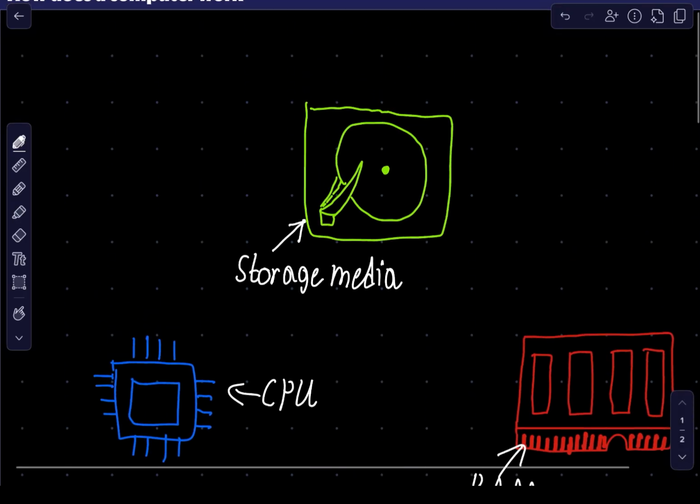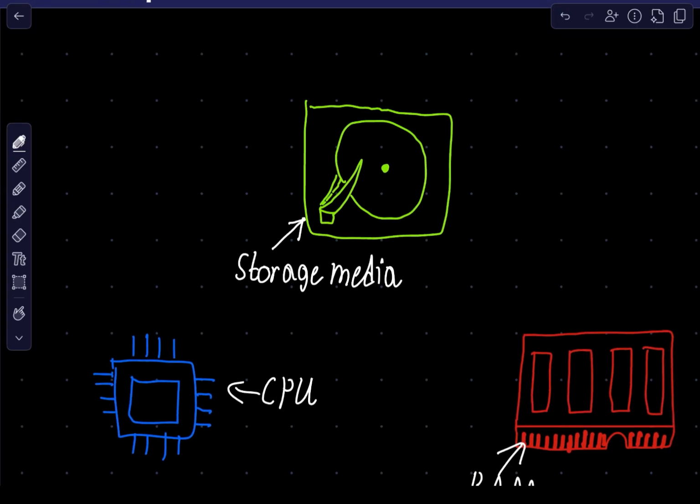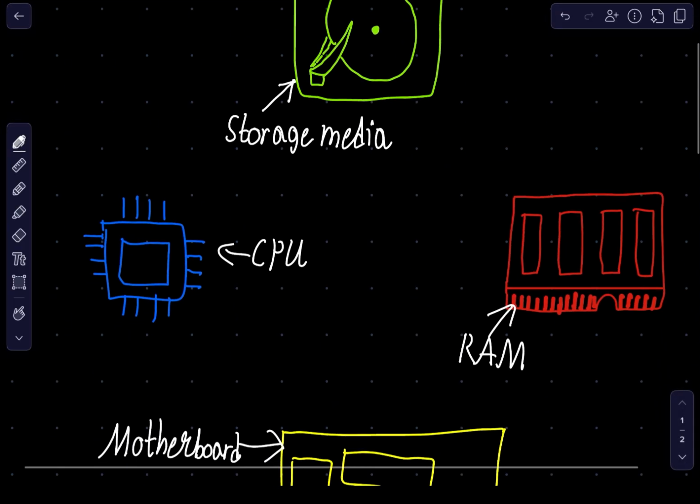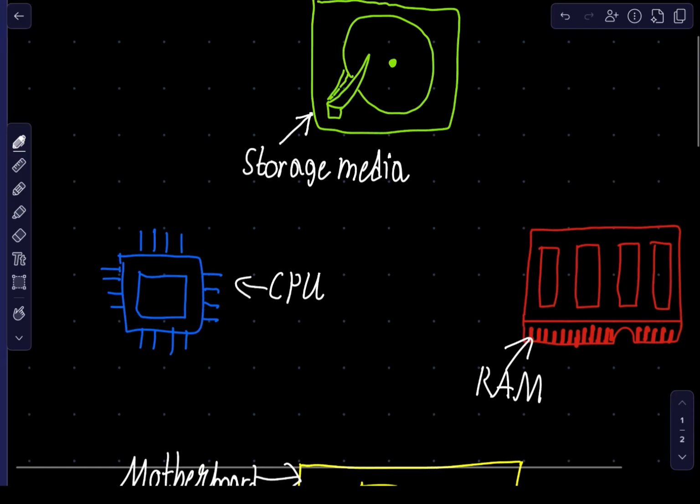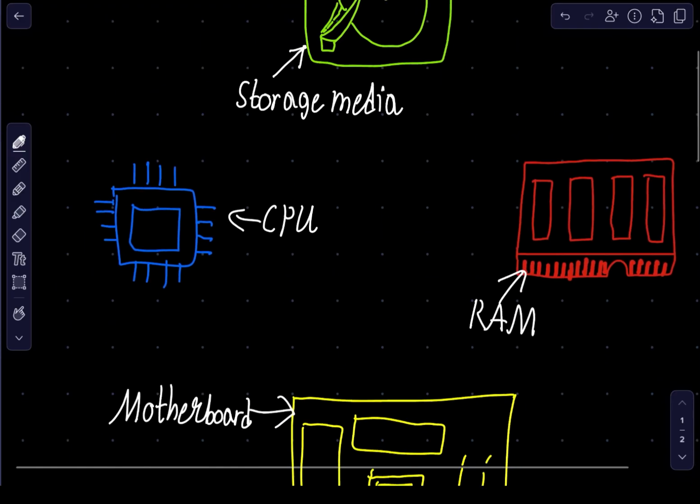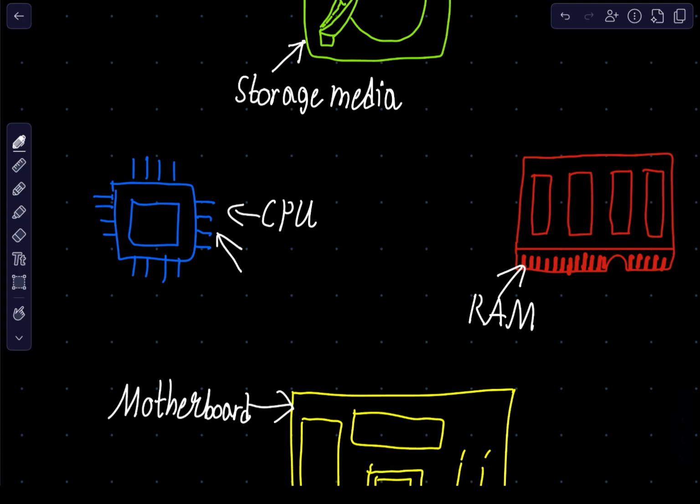So firstly, let me give you an analogy. The storage media, the CPU, the RAM and the motherboard, they're all like a kitchen. Okay? How so? The CPU acts like the head chef or the brain. Why? Because it processes all the data, it segregates it, it sends it to the correct components, etc. So it acts like the brain or the chef hat.